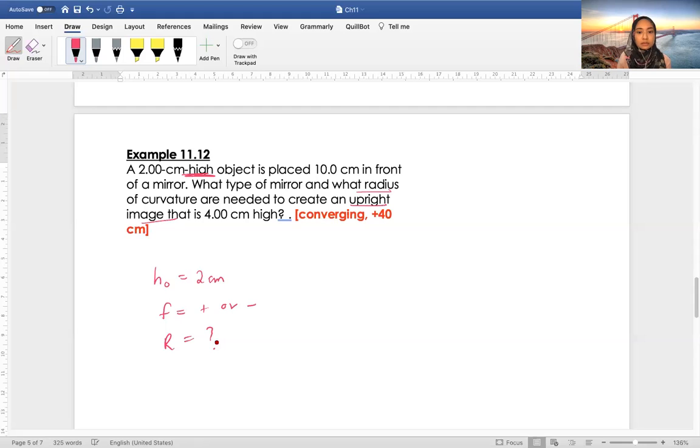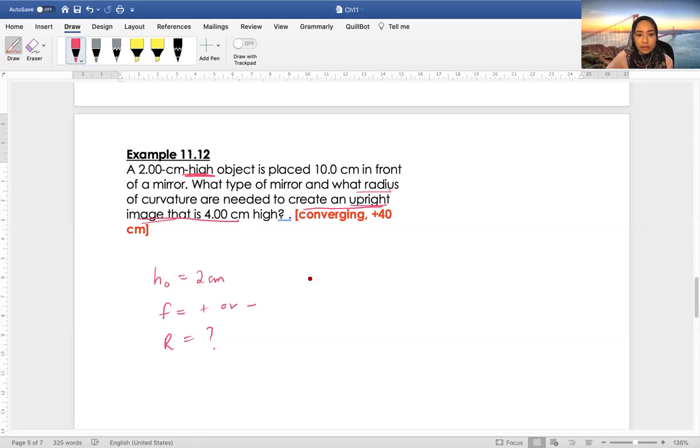So what is R? To get an upright image that is 4 centimeter high, basically you have to know what your F is, because F relates to R. And then you have to solve for F first. Okay, so it's asking what is the focal point? What is the focal length to create an upright image that is 4 centimeter high? So how should we do this?